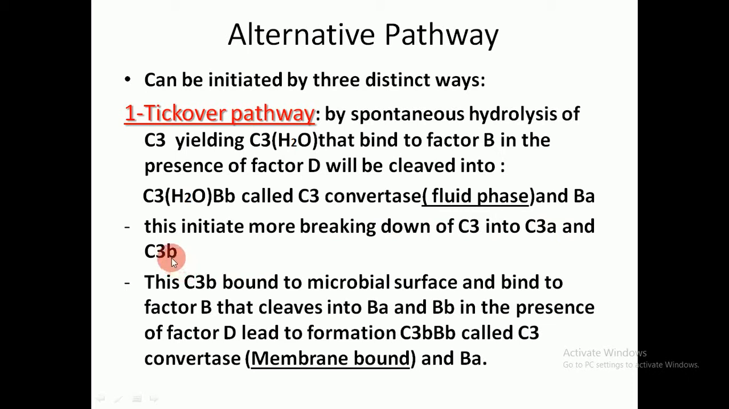and C3b. This is C3b bound to the microbial surface and binds to factor B that cleaves into Ba and Bb. In the presence of factor D, this leads to formation of C3bBb, called C3 convertase, which is membrane bound, and also Ba.